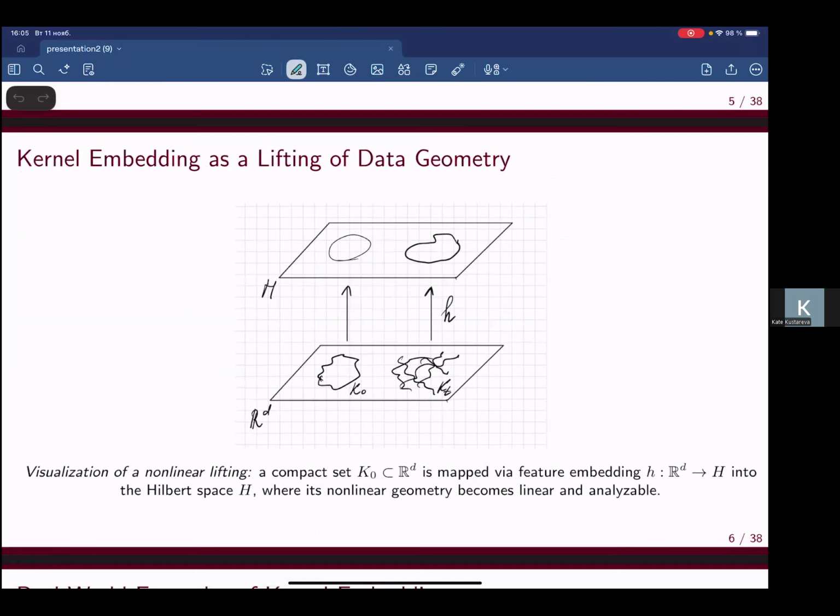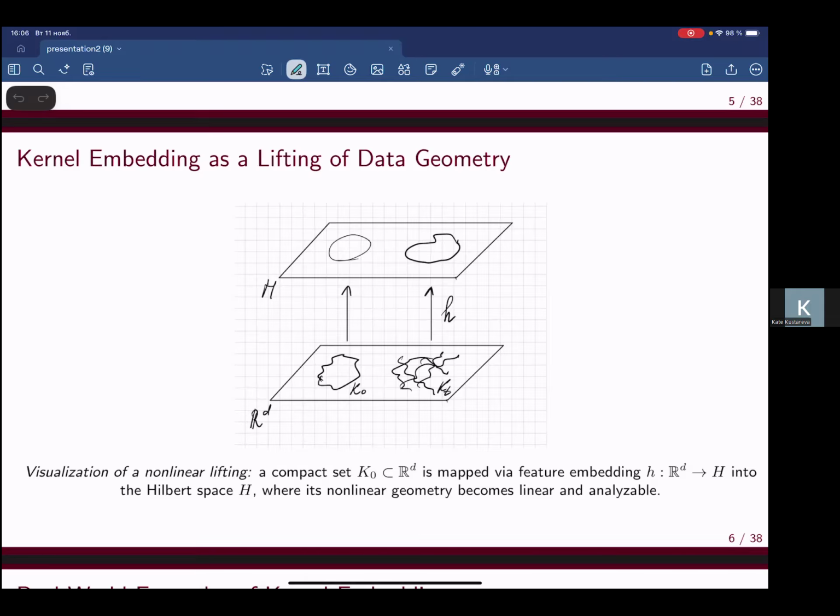In machine learning, this corresponds to embedding data into a reproducing kernel Hilbert space. And again, nonlinear relations between samples become linear in the feature space. And the diagram illustrates the idea of kernel embedding as a nonlinear lifting. At the bottom, we have the original compact set K_0 and K_t in R^d, suppose. They represent the data in its initial and evolved forms.